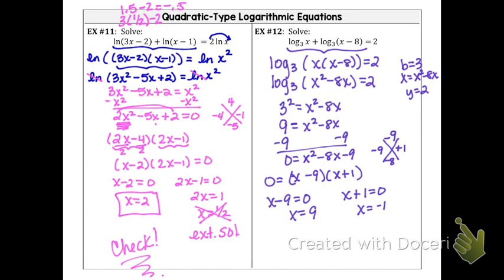But make sure, because we have a logarithm in the original problem, you have to check those answers. So check the first one, check the 9. You just get log base 3 of 9. That works. 9 minus 8 is 1. That's positive, so it works. So we know that 9 is a solution. Then check the -1. When you plug -1 right there, it does not work. You cannot take log base 3 of -1. So that is that extraneous solution.